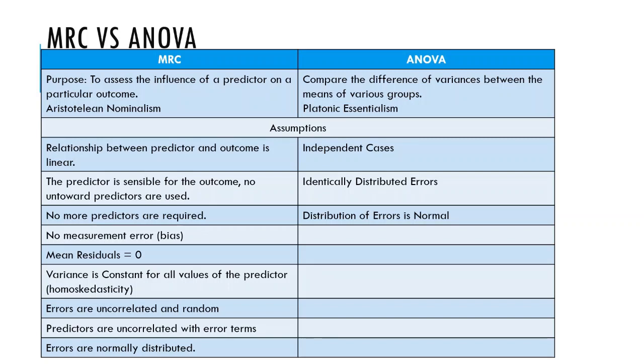While ANOVA has very similar assumptions to MRC, there are certain independent assumptions that it makes. The first one is that each case is independent. There are no overlapping cases within the data, so data from one case has not been repeated twice. The errors are identically distributed across all groups that are going to be studied, and the distribution of errors is normal.